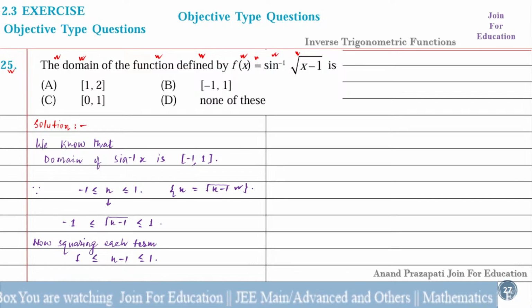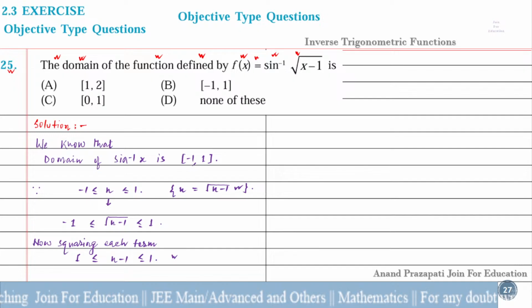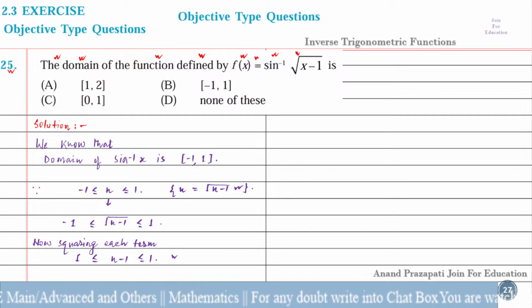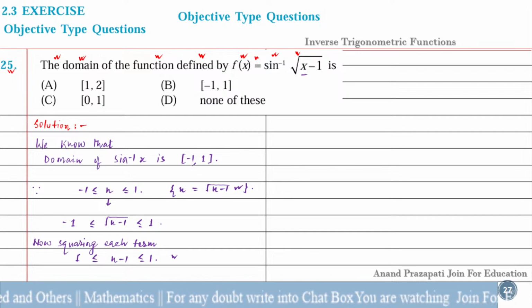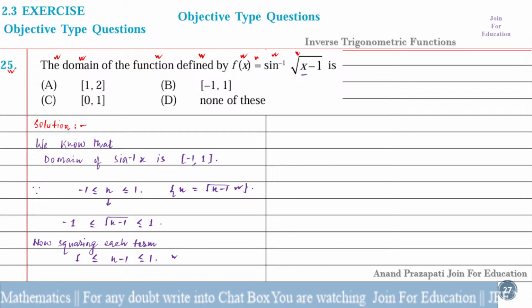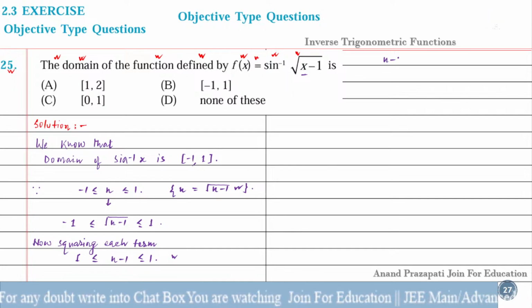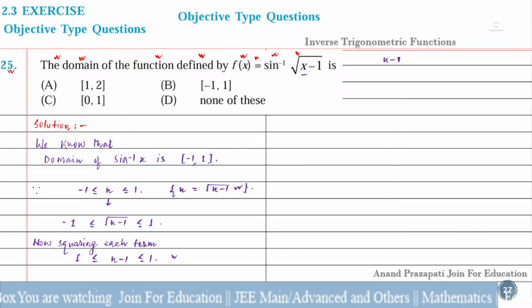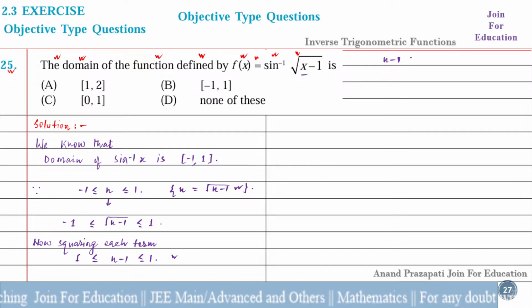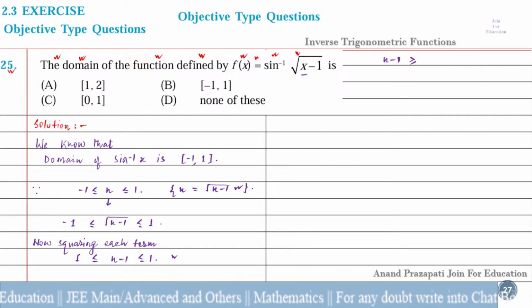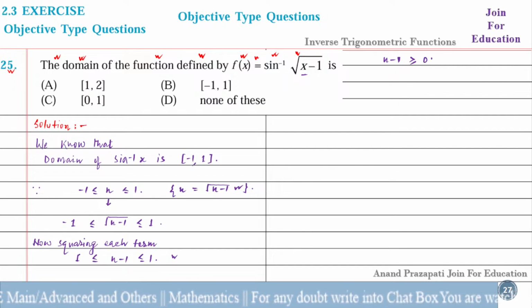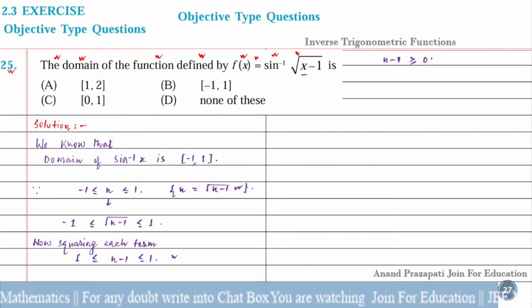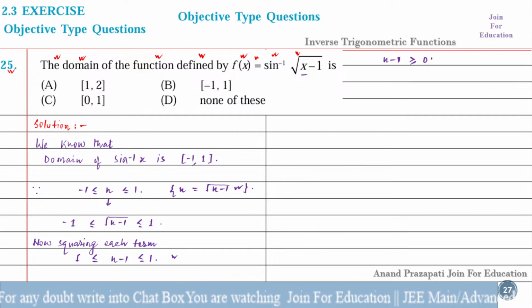So at the same time this one will not be correct. So we write down this one, under root x minus 1. x minus 1 will be what? Greater than or equal to 0. If this one is less than 0, then this one will be imaginary. Therefore x minus 1 greater than or equal to 0.